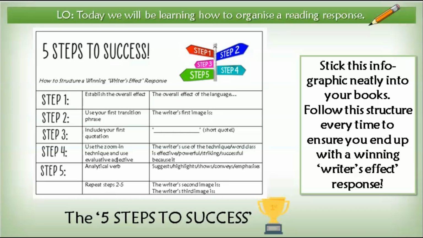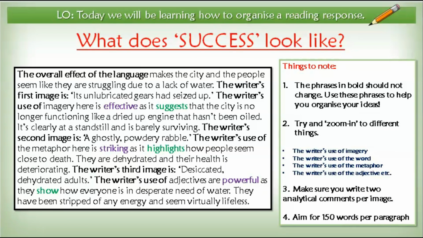And then we just need to repeat steps 2 to 5. But of course, we do not use that transition phrase, the writer's first image. We are simply going to use the writer's second image is and the writer's third image is. So this structure, again, particularly useful if perhaps your responses get a little bit muddled sometimes. So things to note before I read the model response out. The phrases in bold should not change. Use these phrases to help you organize your ideas.